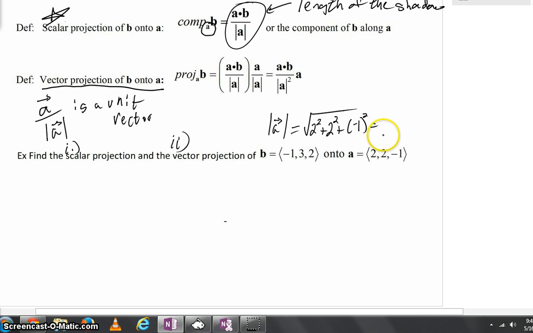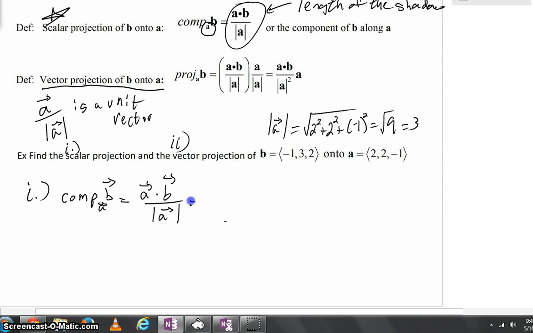Of course, that's going to be the square root of 9, which is equal to 3. So let's go ahead and see if we can find, for part 1, the scalar projection of vector B onto A. And this is how we write it, just the component of vector B onto vector A. What was that exactly? Well, it's the dot product of A and B all over the length of vector A. Well, what is the dot product of A dot B?